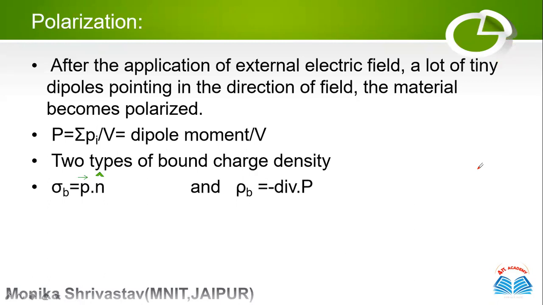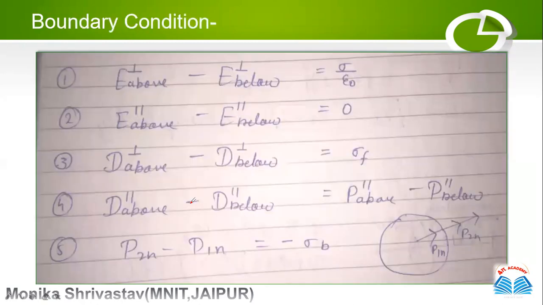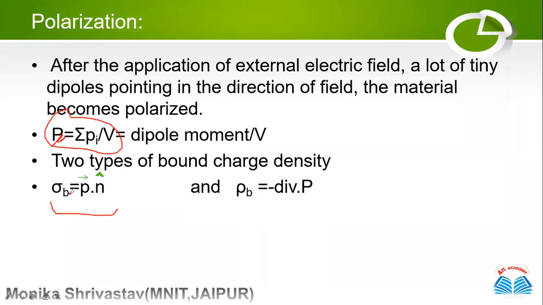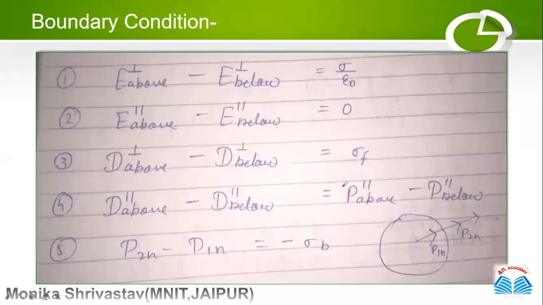So we were talking about the formation of dipoles in the dielectrics. Those tiny dipoles are also polarized, so they have polarization. The formula of that polarization is P equals summation p_i over V, where p_i is the dipole moment. Obviously, in dielectric materials there are two types of bound charge density, sigma_b and rho_b. Sigma_b is P dot n, and rho_b is minus del dot P, or minus the divergence of P. What is this P? This P is polarization.